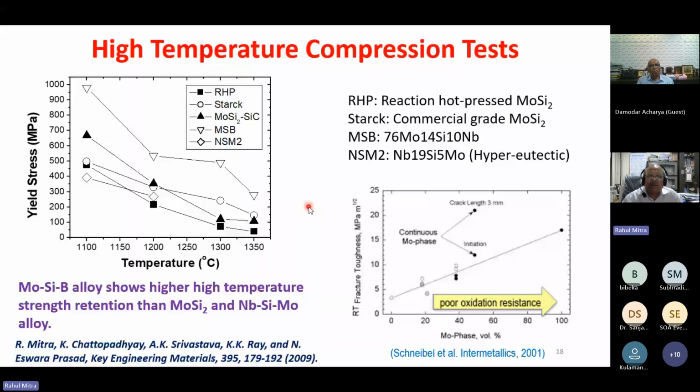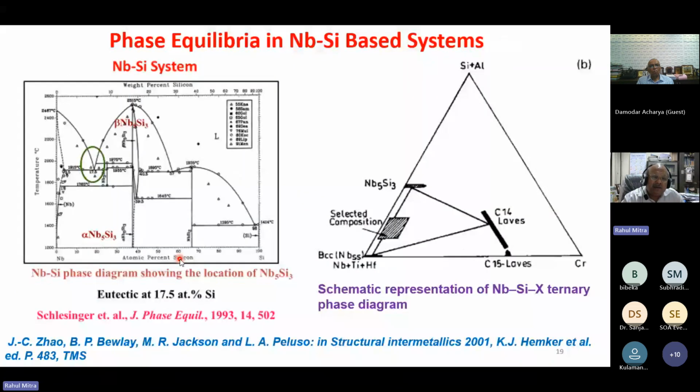So another option is the niobium silicon system. Here we have two phases, Nbss, the niobium solid solution phase, and Nb5Si3 in the binary system. If you go to complex ternary systems, then we also get the Laves phase. This kind of alloys are developed where we have niobium, titanium, hafnium on one side, silicon, aluminum on the other side, and chromium on the other side.